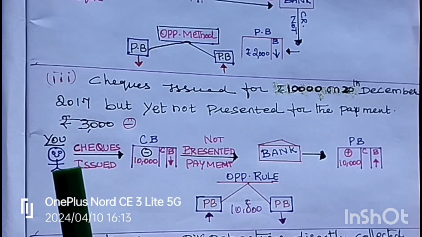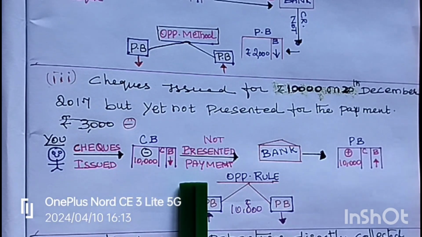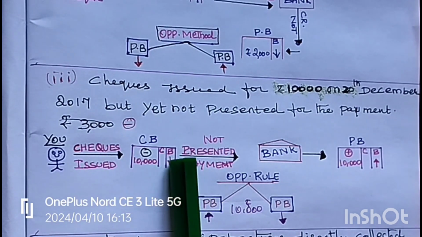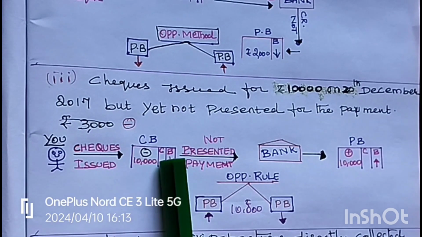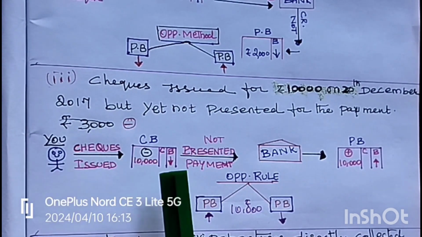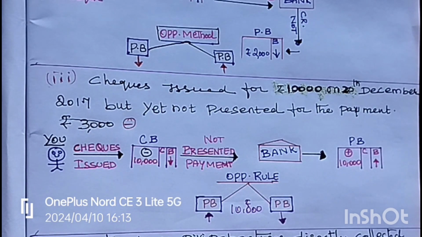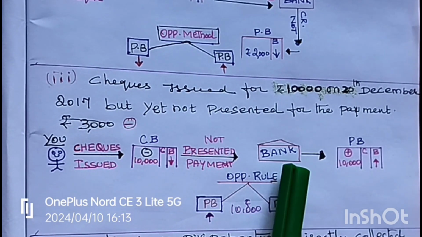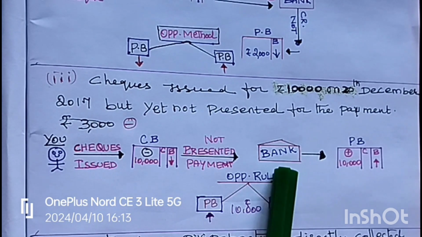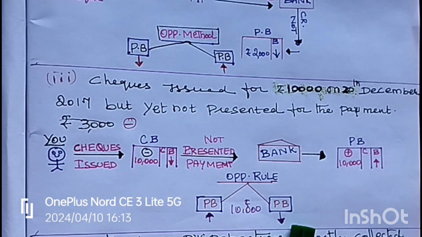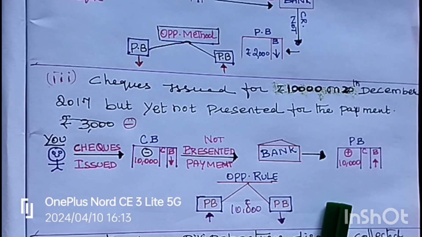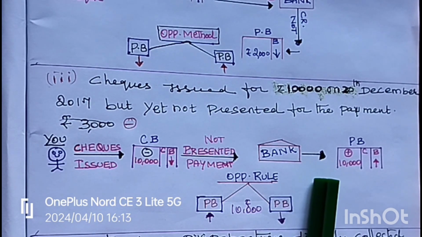Issued check means paid check. So cash goes out, and your cash book will be decreased. Your cash book will be credited. Your cash book subtracted 10,000 rupees. Then what happened in the bank? After it was recorded in your cash book, what happened in the bank? On the same day, the issued checks amounting to 10,000 rupees have not been presented for payment to the bank.